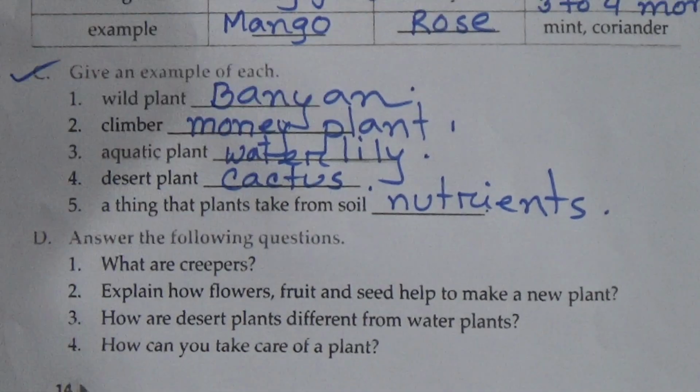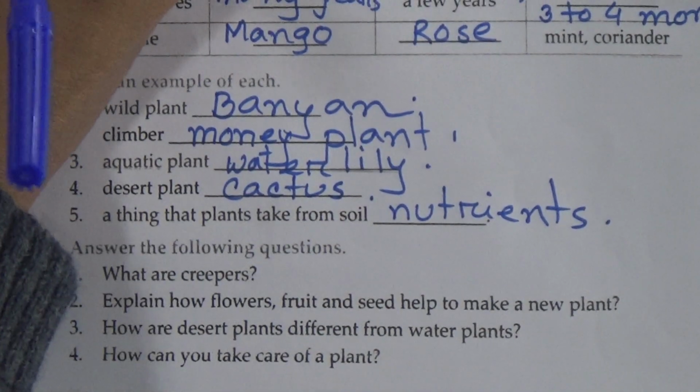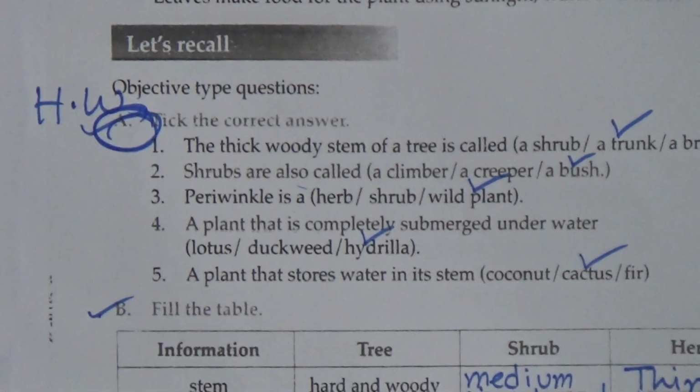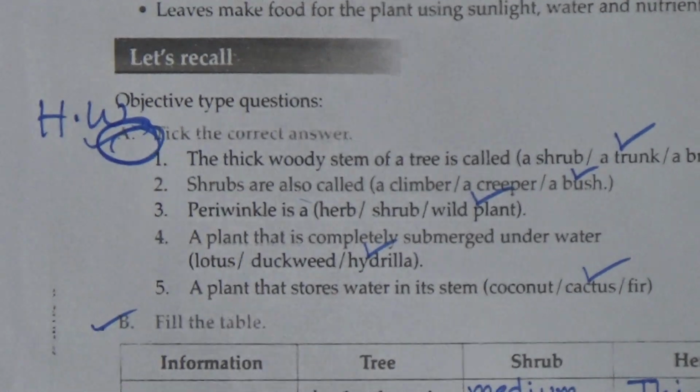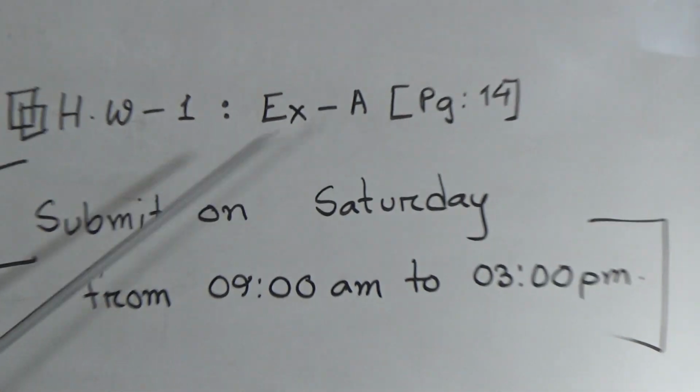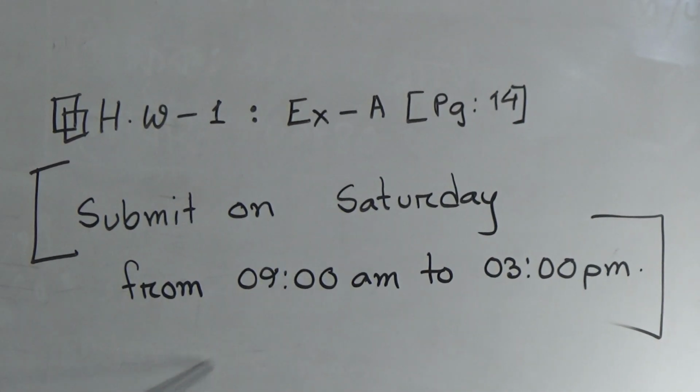Dear students, this one is your SW, that means exercise A is your SW. This is your SW number 1, exercise A from page number 14, and you have to submit on Saturday from 9 am to 3 pm.